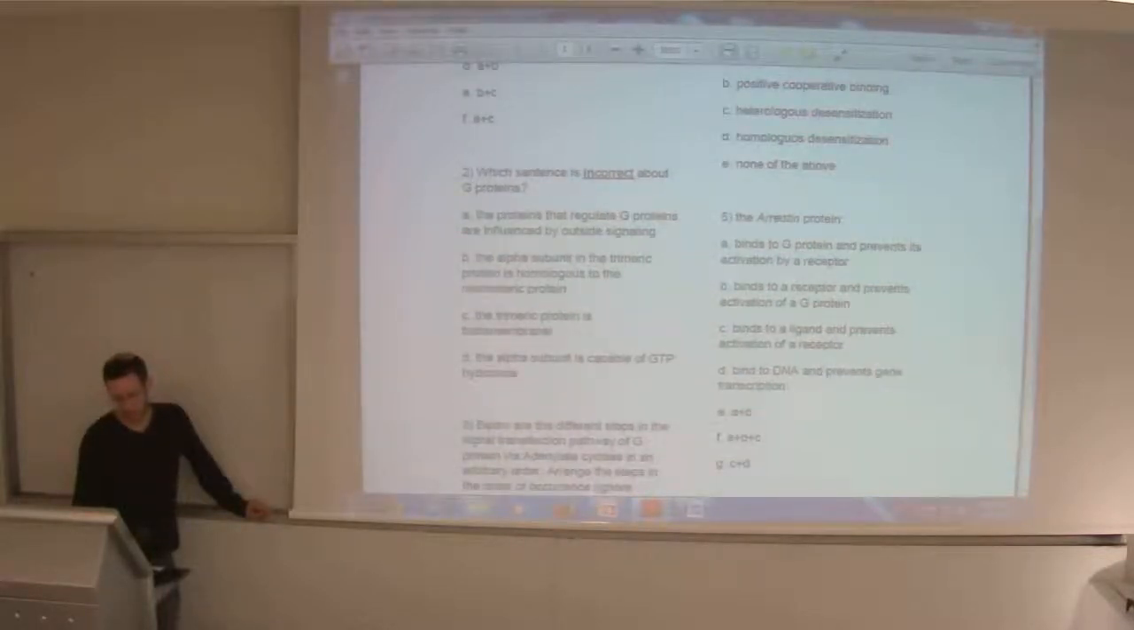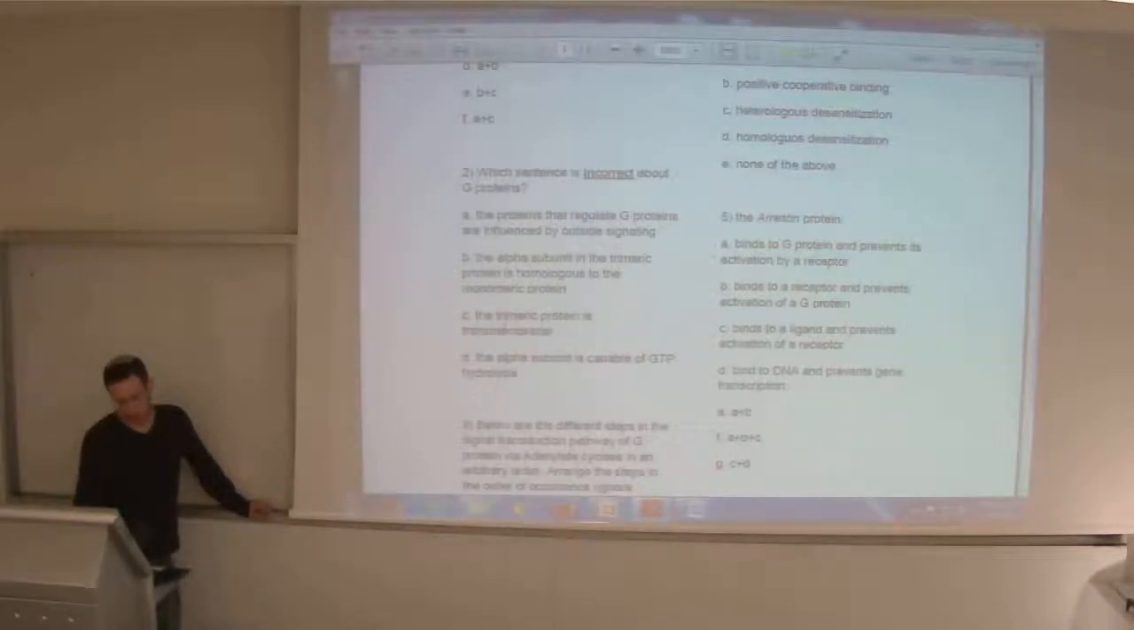The alpha subunit in the trimeric protein is homologous to the monomeric protein. Is it correct or not? You recall there is a monomeric G protein and a trimeric G protein, right? The trimeric protein has alpha, beta, gamma, and the alpha is homologous to the monomeric version of the G protein. And RAS is sort of the prototype of this. So this is correct also.